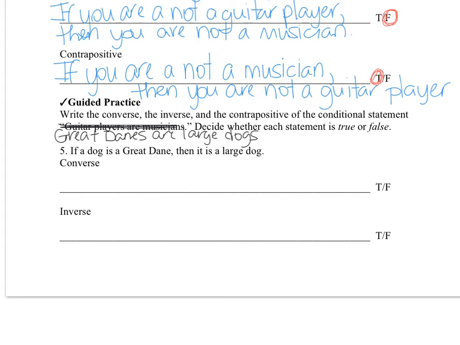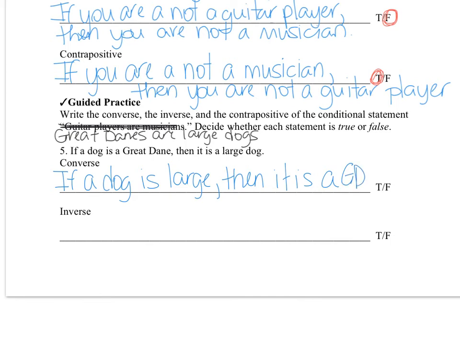Hopefully you paused the video and tried these yourself. I'm going to go ahead and write the solutions here for you. Remember, converse is flipping. I'm going to abbreviate Great Dane, GD. And is a Great Dane the only large dog? No, so this would be false. And this first conditional is true. If you have a Great Dane, then you have a large dog.